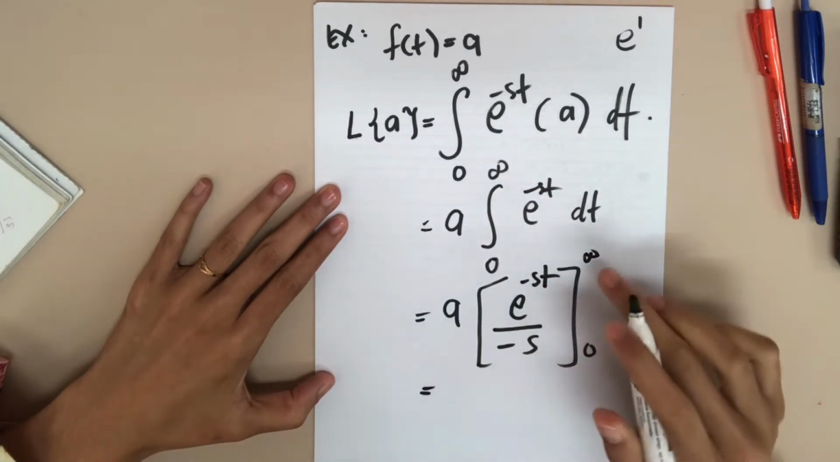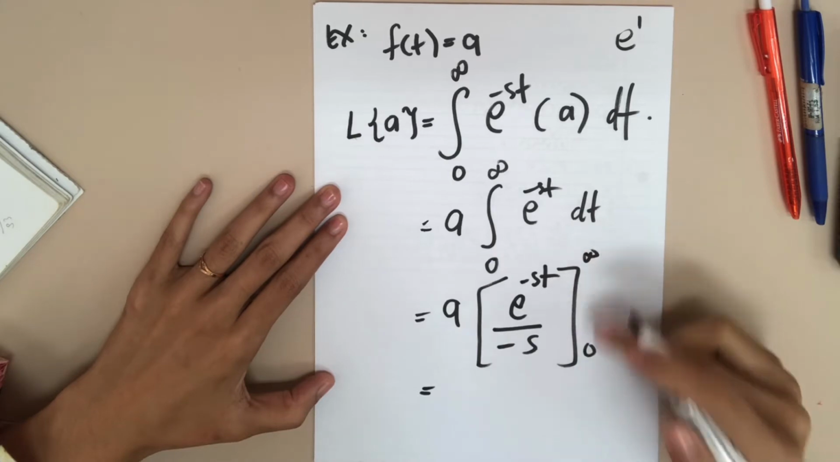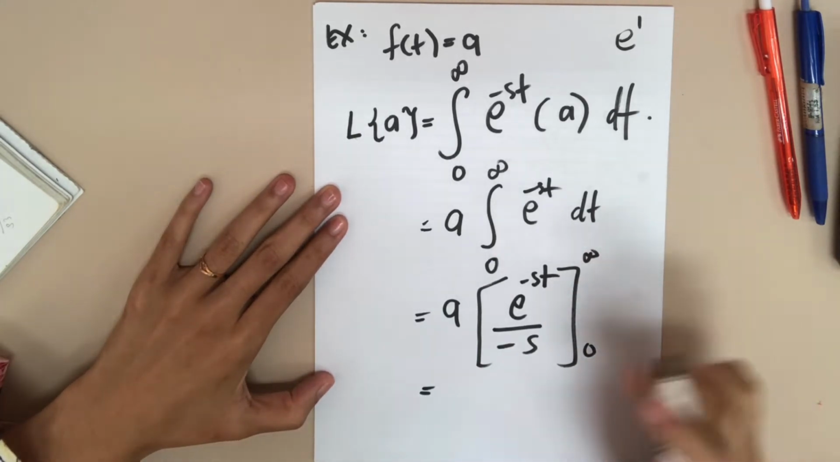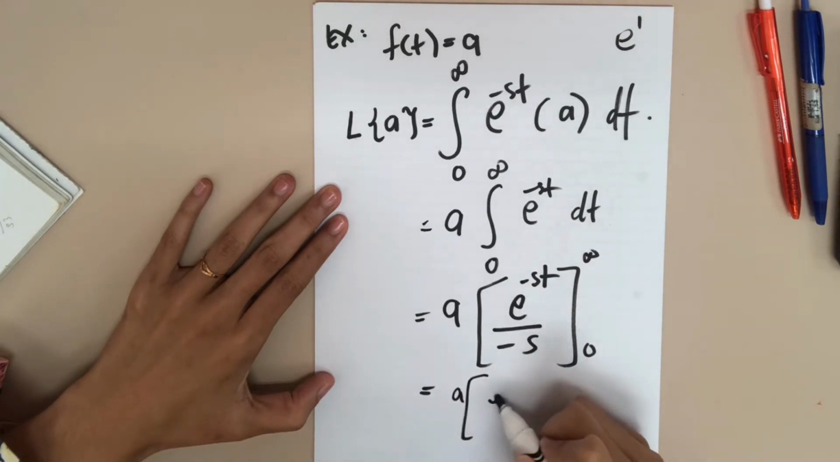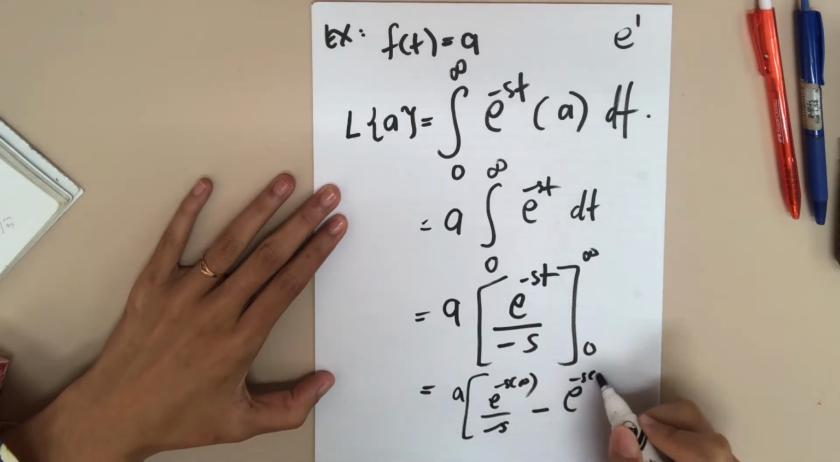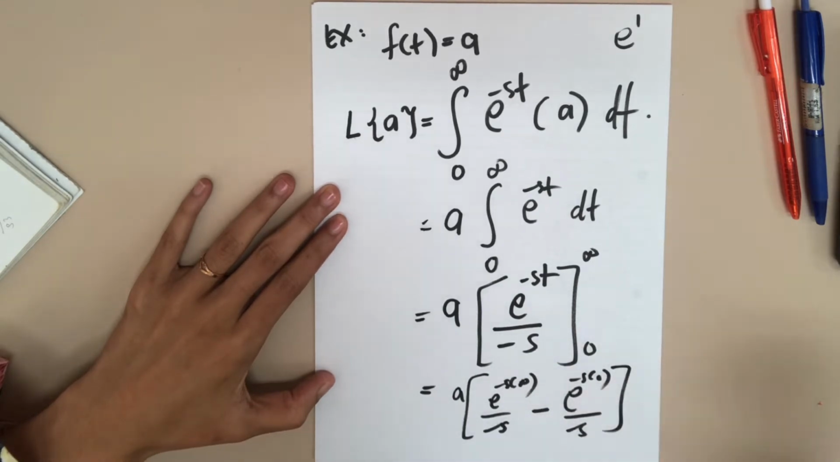Okay, so what we do next is just substitute these two values, 0 and infinity, into t. So negative s infinity over negative s, then minus e to the negative s 0 over negative s. Here you can see that e to the power of negative s, even though we have a negative s here, when it comes to multiplication with infinity, it is a big number.